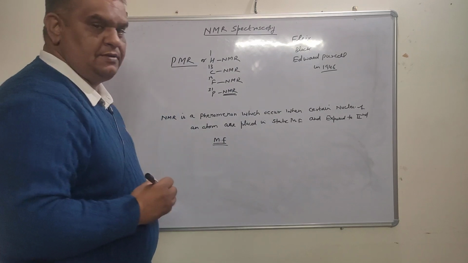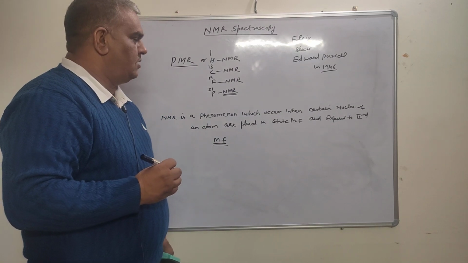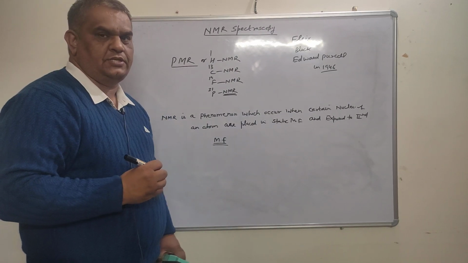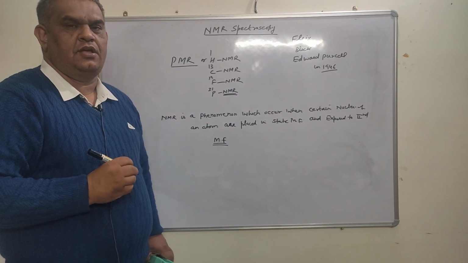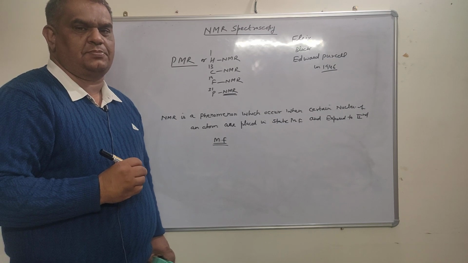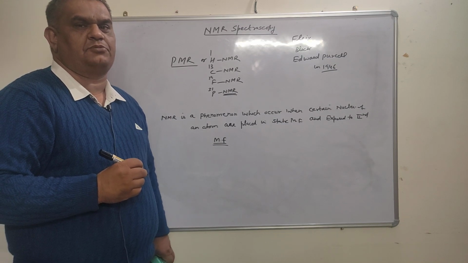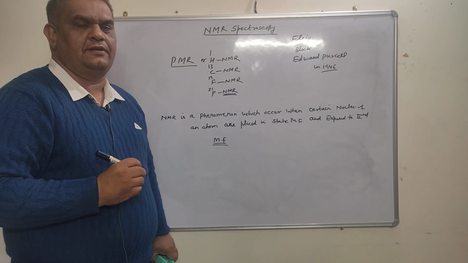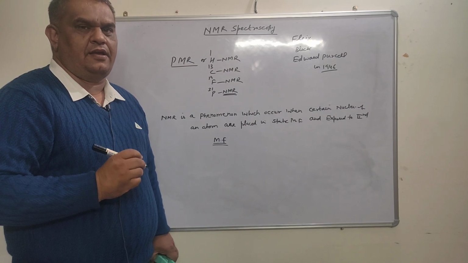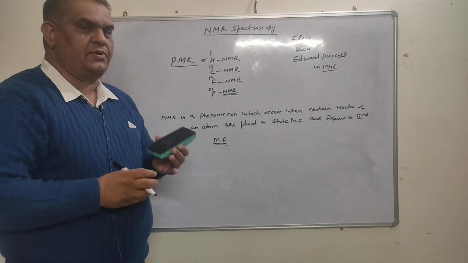In principle, NMR is applicable only to nuclei possessing spin. In other words, the transition of a nucleus from one spin state to another spin state, with the resultant absorption of electromagnetic radiation when placed in an external magnetic field, is called NMR. NMR is observed in the radio frequency region.